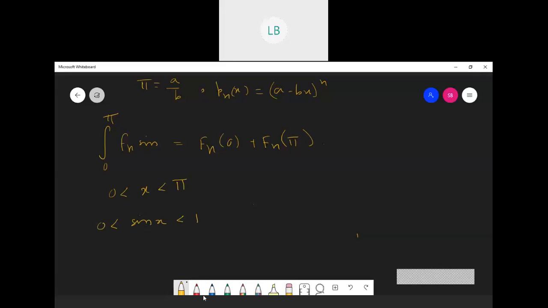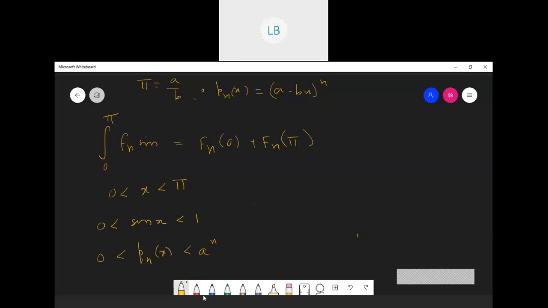Now again, just note by definition of p of x, it is always less than a power n, correct? And just note it is greater than 0. Why is it greater than 0? Because x is less than pi. So you know pi is a by b. And here if x is less than a by b, then a minus bx is always greater than 0. So it is always positive, right? p of x.